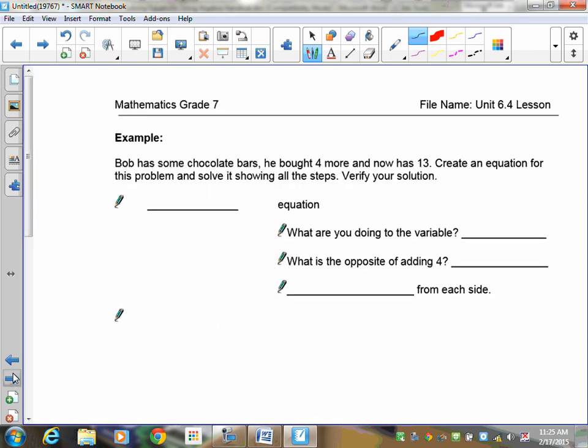Okay, here's one that's got us to create the equation. So what I'd like you to do is take a second, see if you can come up with the equation for this. So pause the recording and create the equation. Don't go any further.